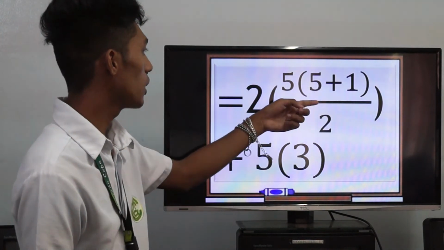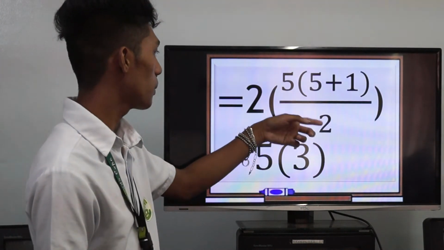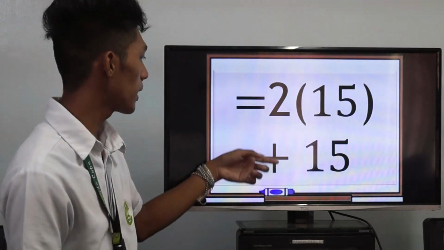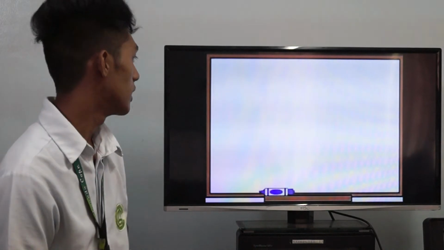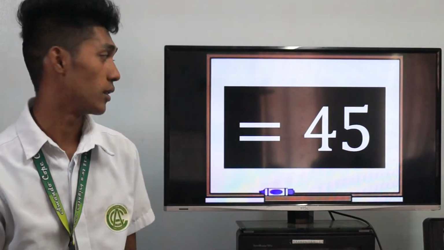5 plus 1 is equal to 6, times 5 is equal to 30, divided by 2 is equal to 15. 2 times 15 plus 15. 2 times 15 is equal to 30, plus 15 is equal to 45. I hope you can catch up with our discussion.